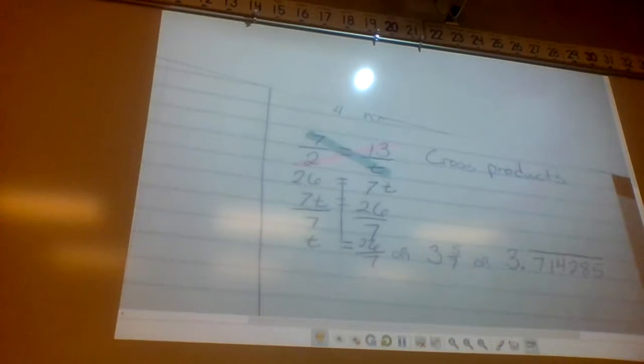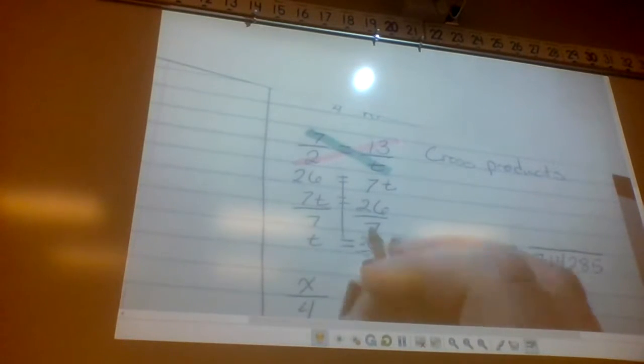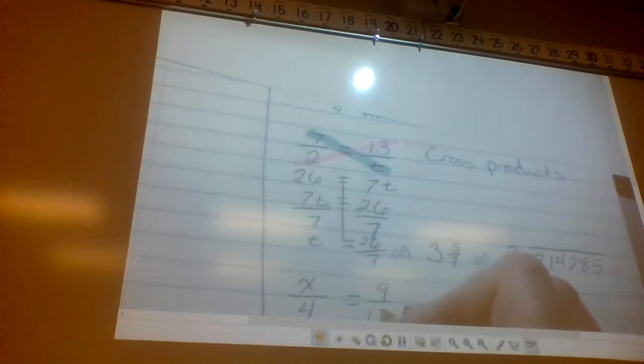Okay? Are you ready to try another one? All right, let's see here. So let's write down the problem. The ratio of x to 4 equals 9 to 10.